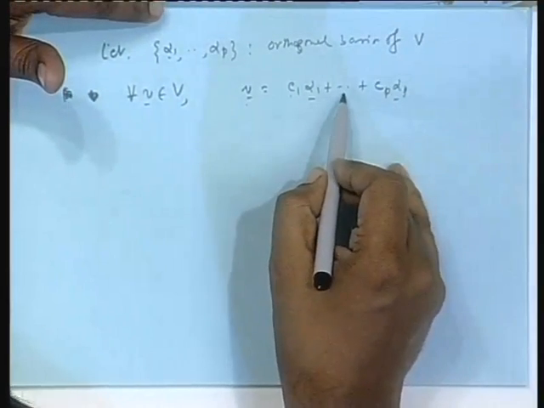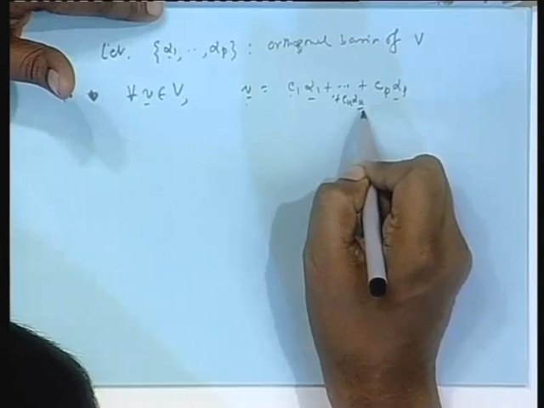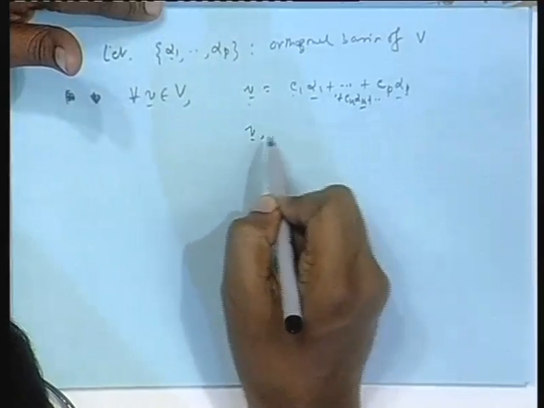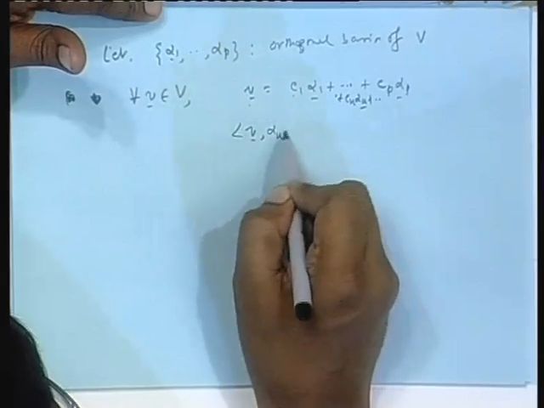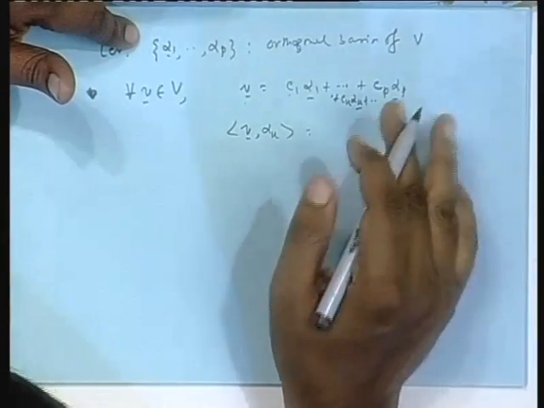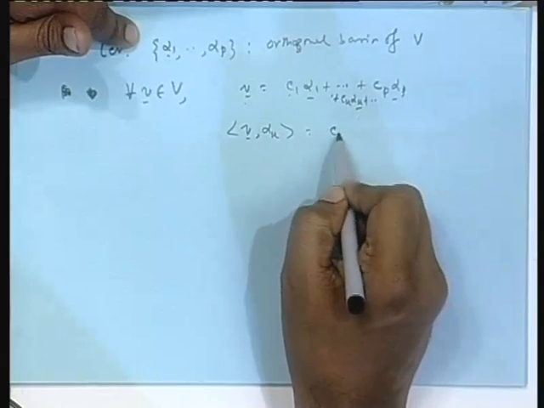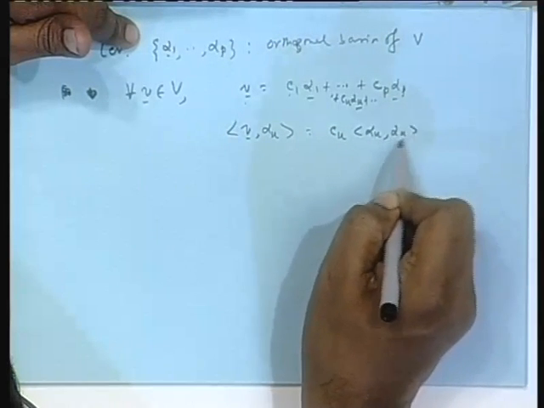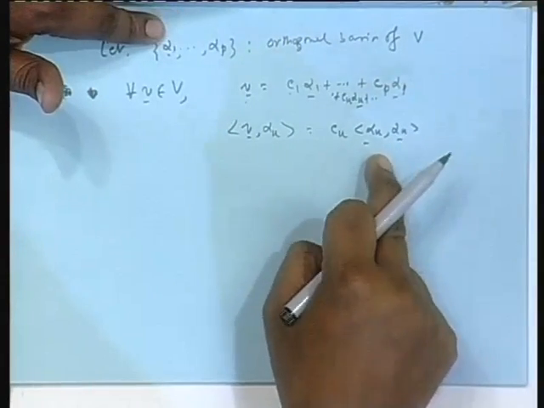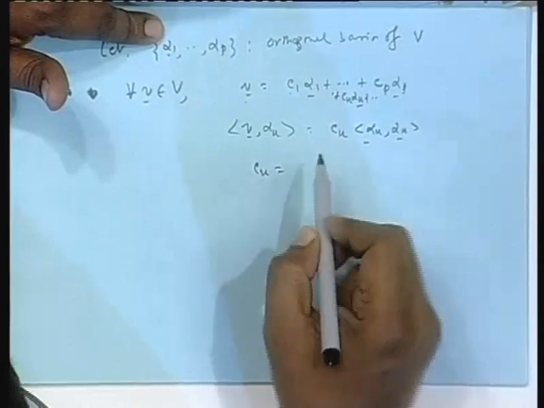Suppose you want to find a particular coefficient C k, there is a term here, dot dot dot plus C k alpha k plus dot dot dot, you want to find out what is C k. Immediately I will take the inner product of this with alpha k, the corresponding basis vector. All other terms will go, only C k alpha k comma alpha k will survive. If they are orthonormal, this would have been one, the norm. In a general case, when they are not orthonormal, C k, remember, is this.